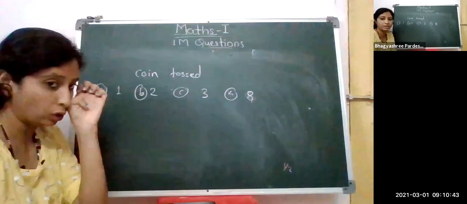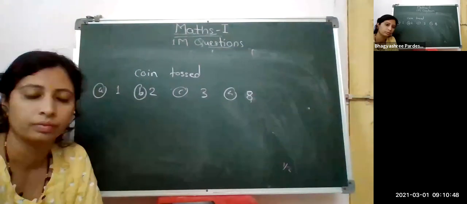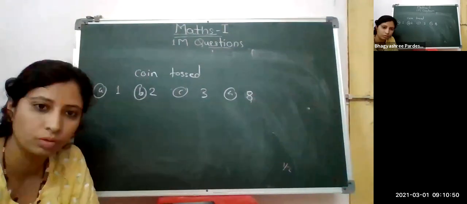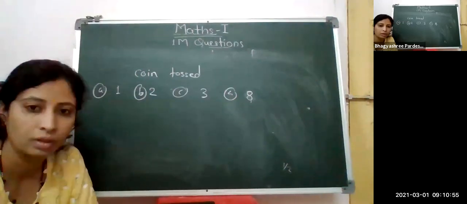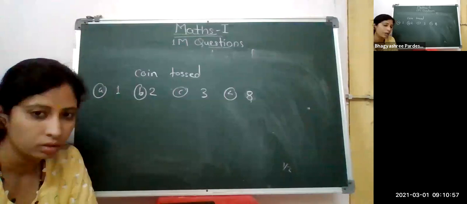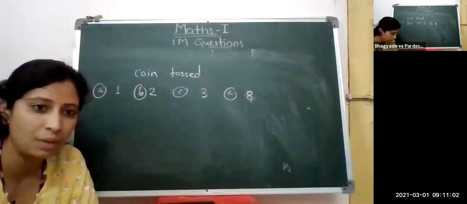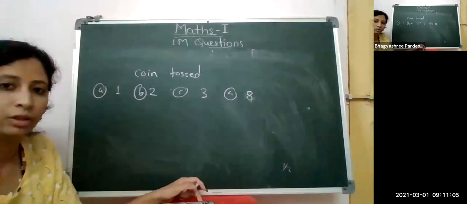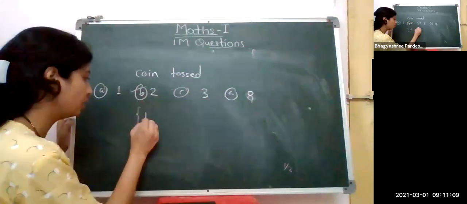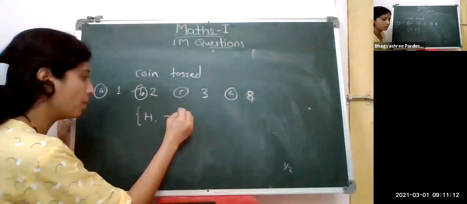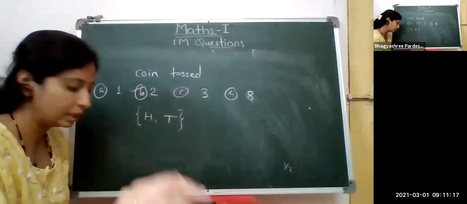So what will be the sample space here? Yes, who can answer this one? Very good. Yes, Zaki. 2. Very good. So what are the sample points? Can you tell me the sample points here? Head and tail. Your answer is 2. And if you have to write, it is head, comma, tail. So these are the 2 sample points which we will get here. Okay, so let's see the next question now.